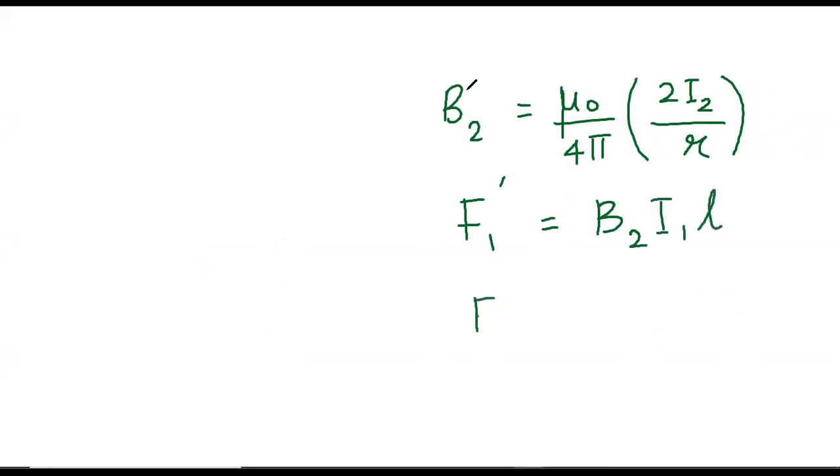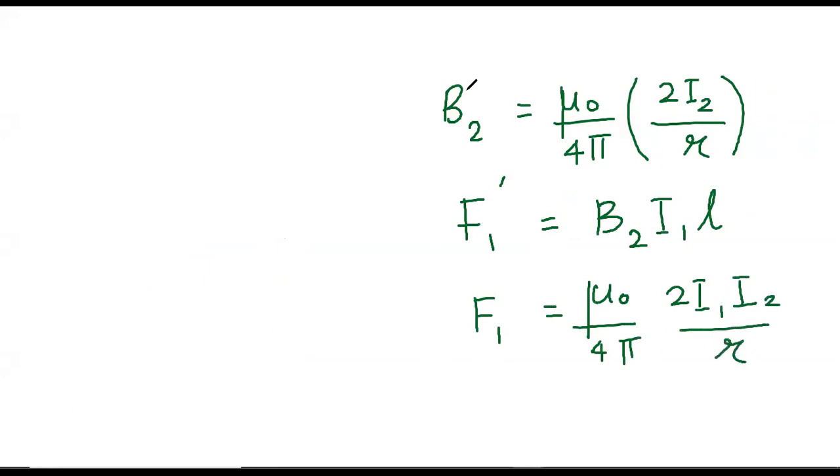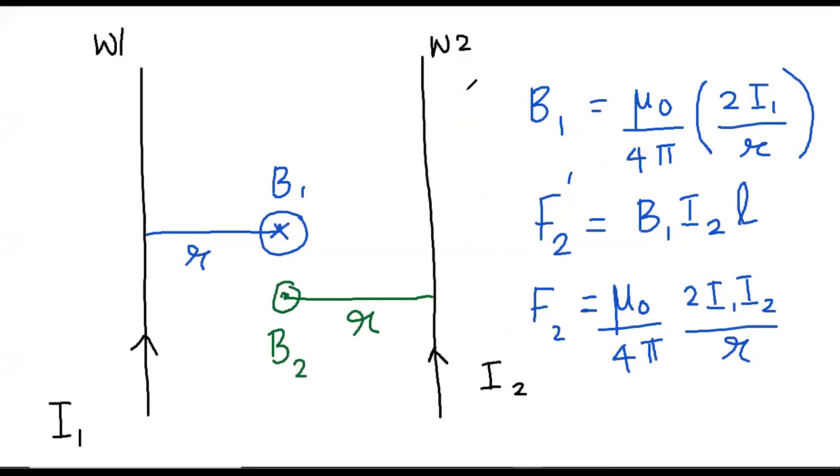So the force per unit length experienced by the first wire is going to be, if you look at what we are going to write here, you are seeing that the magnitude is going to be the same. Isn't it, children? Are we not getting the same magnitude? Look at F1: mu naught by 4 pi, 2 I1 I2 by R. F2 is mu naught by 4 pi, 2 I1 I2 by R. The magnitudes of these two forces are equal.